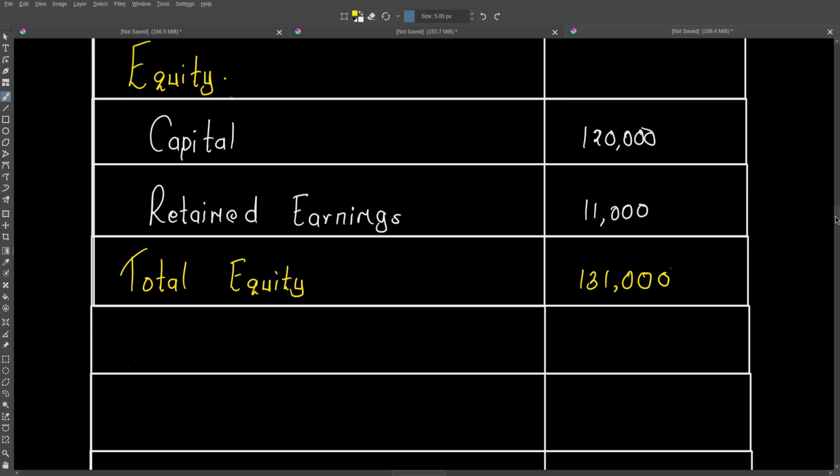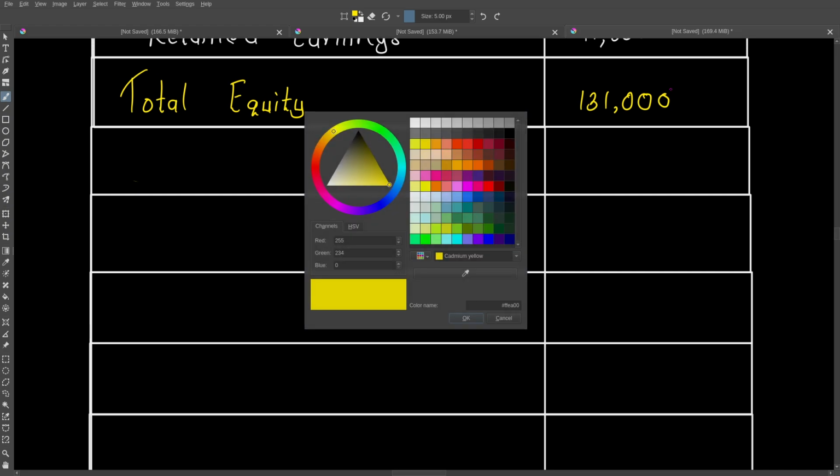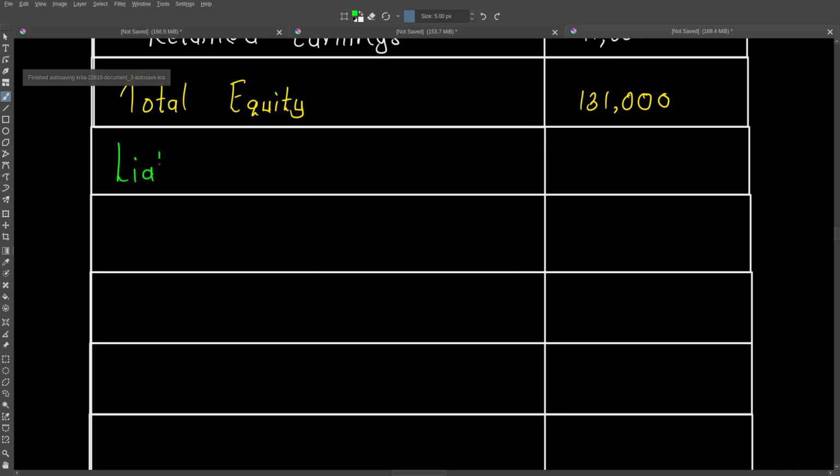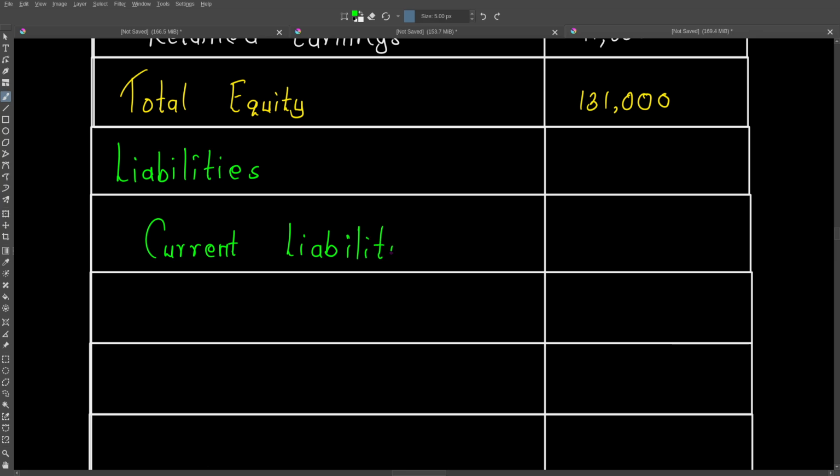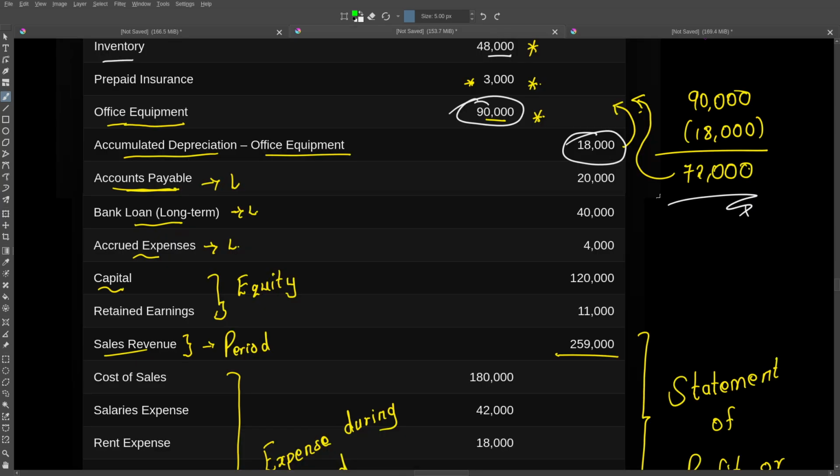Okay, now let us go back to the liabilities. So again, for liabilities, we have current and non-current liabilities. Let us start with current liabilities. In our case, what are the liabilities we have? You can see here we have accounts payable, we have accrued expenses. These are current liabilities, because for the bank loan, remember this is long term, so it's a period of more than 12 months. This is going to be a non-current liability.